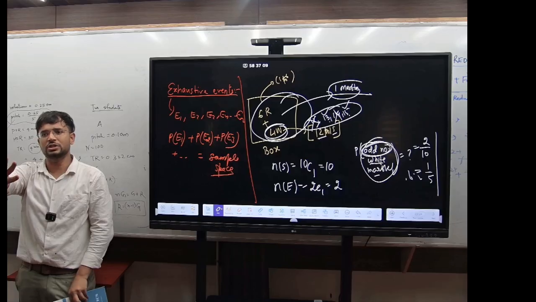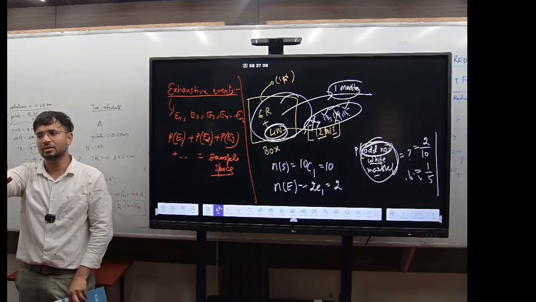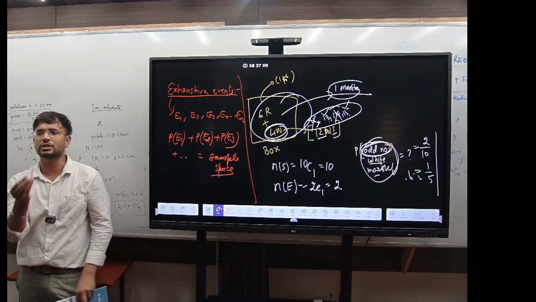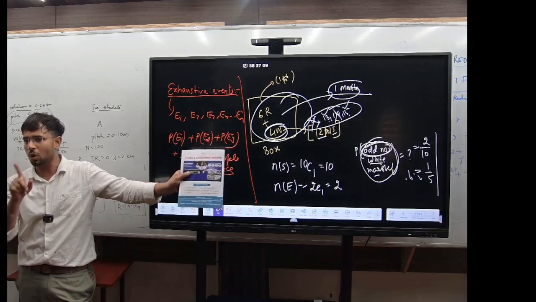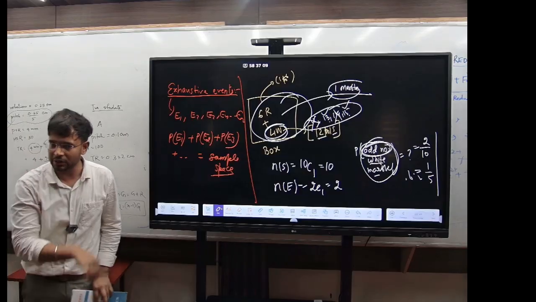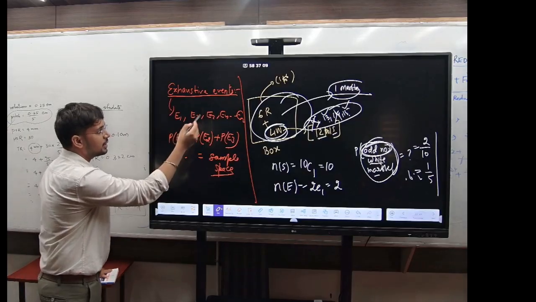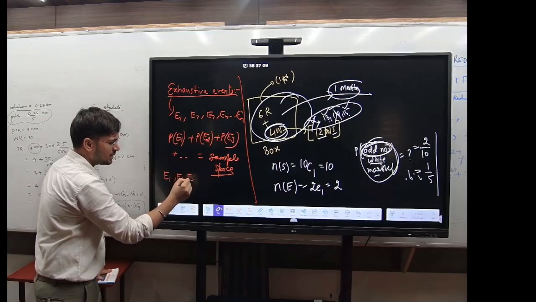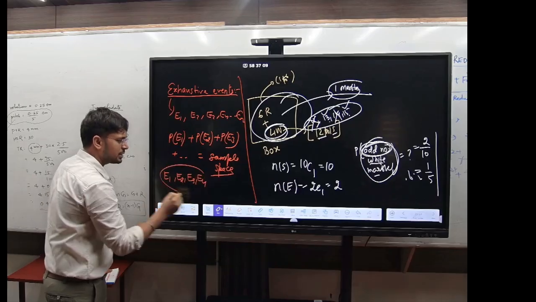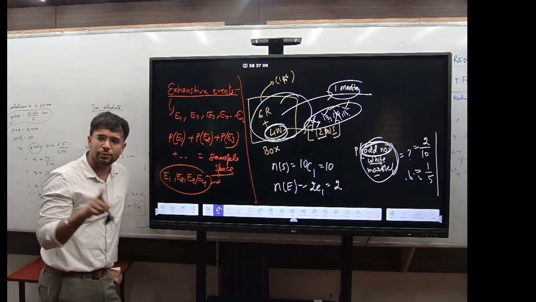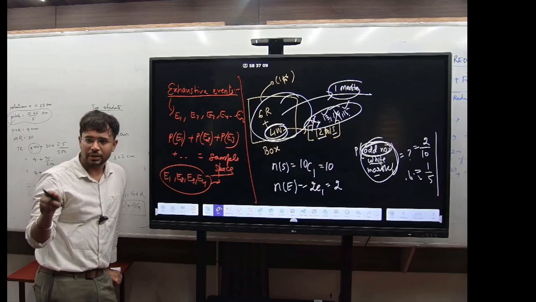So what is an exhaustive event? If there are certain events such that their union is equal to the sample space, then all those events together are called exhaustive. This is very important because I will show you a question tomorrow. Let's say 4 events E1, E2, E3, E4 are exhaustive. Their union will give you the sample space. Yes or no?